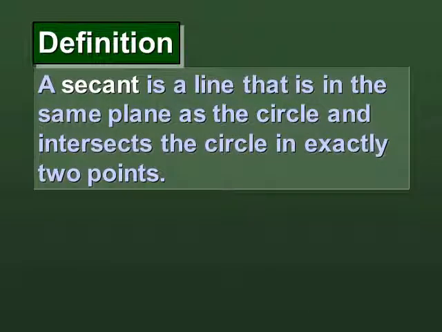So let's just go do some definitions here. The first is secant. A secant is a line that's in the same plane as a circle, and it intersects the circle in exactly 2 points. Now, a secant results in a chord.